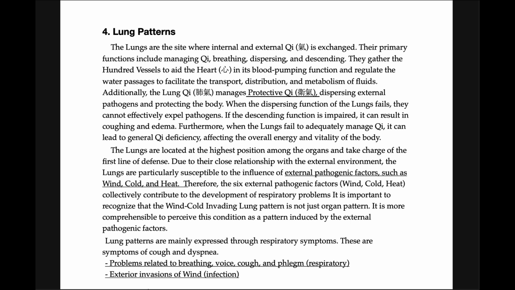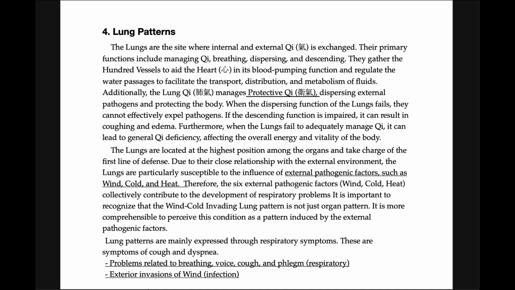Additionally, the lung qi, fei qi, manages protective qi, wei qi, dispersing external pathogens and protecting the body. When the dispersing function of the lungs fails, they cannot effectively expel pathogens. If the descending function is impaired, it can result in coughing and edema. Furthermore, when the lungs fail to adequately manage qi, it can lead to general qi deficiency, affecting the overall energy and vitality of the body.